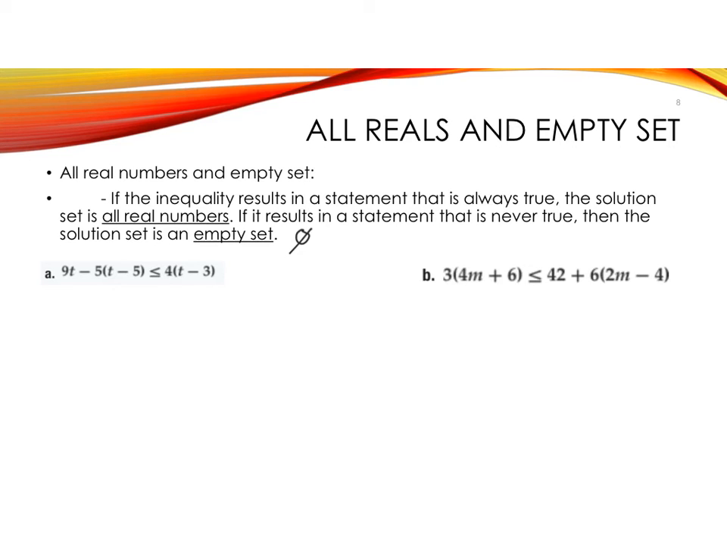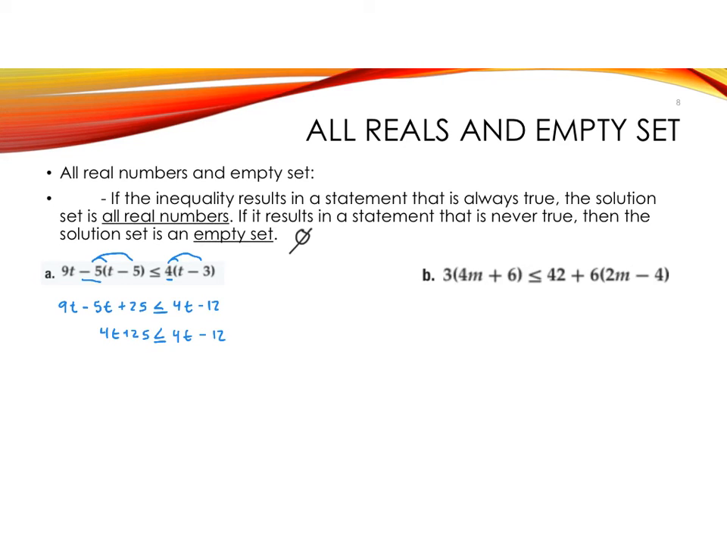Now this first one, don't forget whenever you have a long equation like this, always address your parentheses first. So I'll be distributing a -5 into my parentheses and a 4 into these parentheses. So that's 9t minus 5t plus 25 is less than or equal to 4t minus 12. Then combine like terms before you do anything else. So this is 4t plus 25 less than or equal to 4t minus 12.